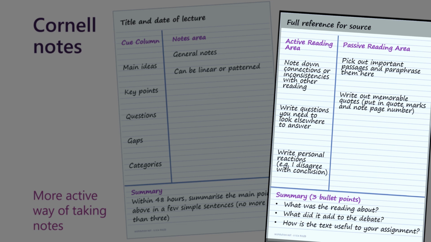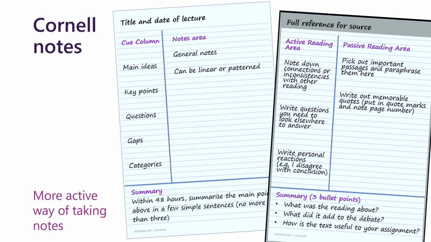Looking at the right hand side for using Cornell for your reading, you can see you divide it into an active reading area and a passive reading area. Your passive reading area are the important passages, the paraphrasing, maybe the copy and paste quotes or a duplicate of a diagram. On the left hand side, however, you have your active reading area. Here you write your questions, your thoughts, the notes about inconsistencies or connections to prior learning, things that you might need to look up elsewhere, any reactions that you might agree or disagree with.